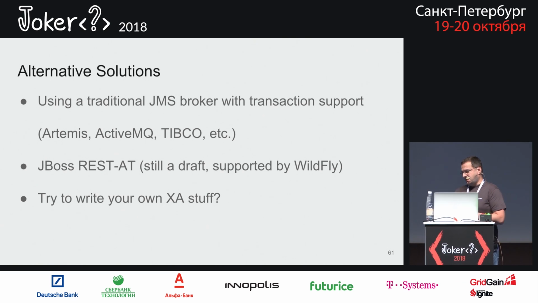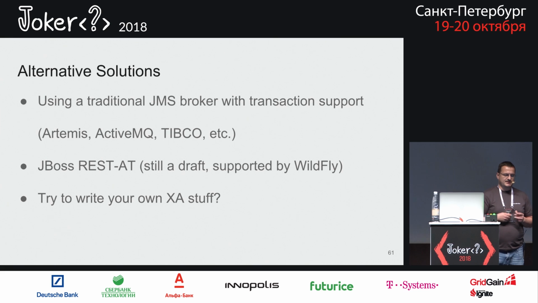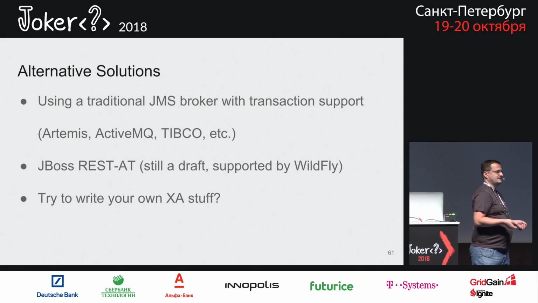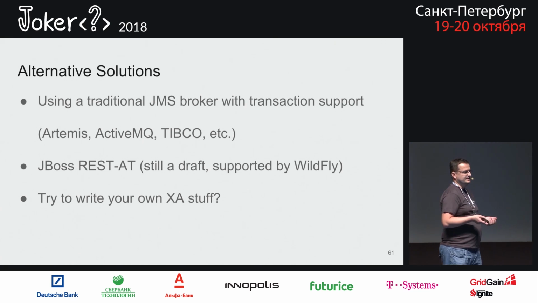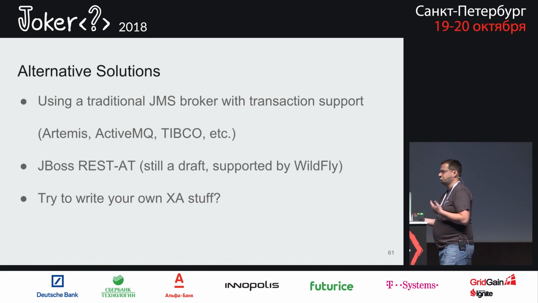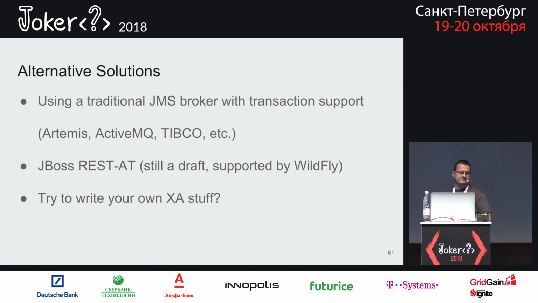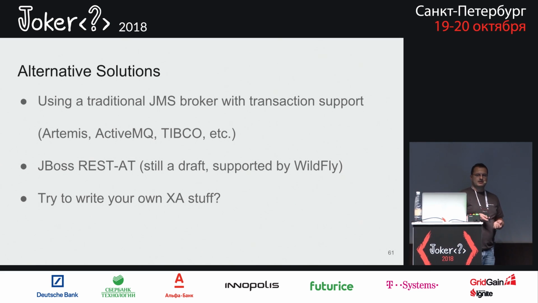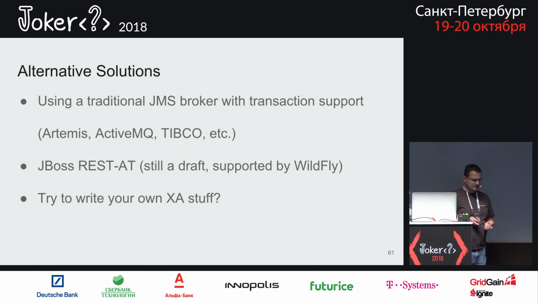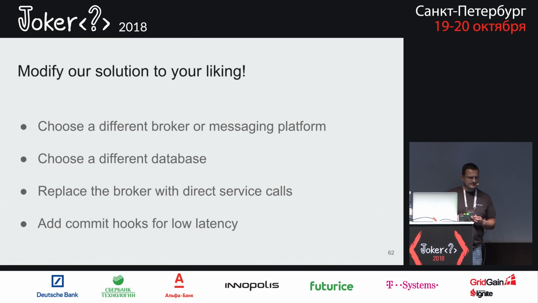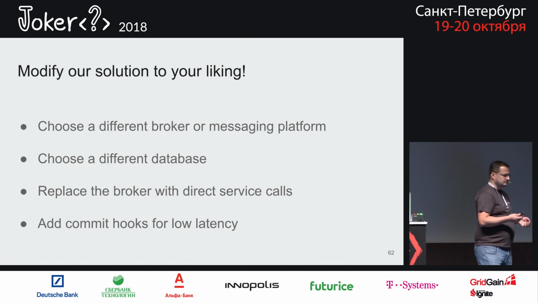And obviously you can write your own XA stuff. With the JTA API, as I said before, you can implement all kinds of transactional resources. You could essentially try to somehow fit this onto a REST-based architecture.